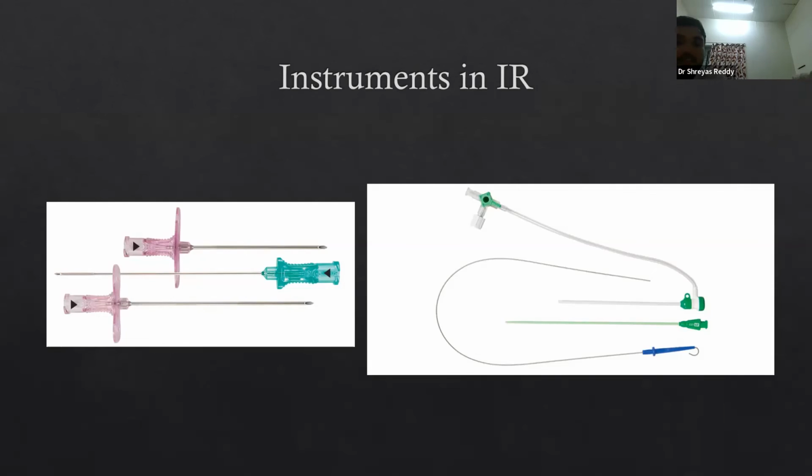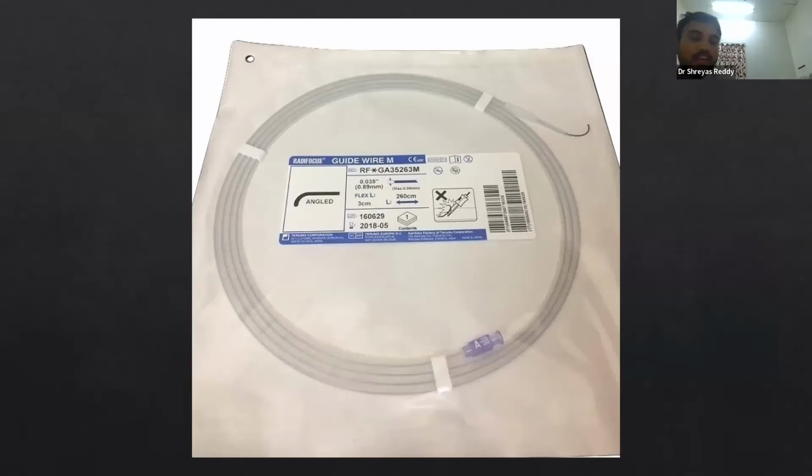Can you identify this instrument? This is a guide wire. What type of guide wire is this? This is an angle guide wire, J-tip guide wire. And what is the specialty of this guide wire? It is coated with Teflon, so therefore it is hydrophilic.